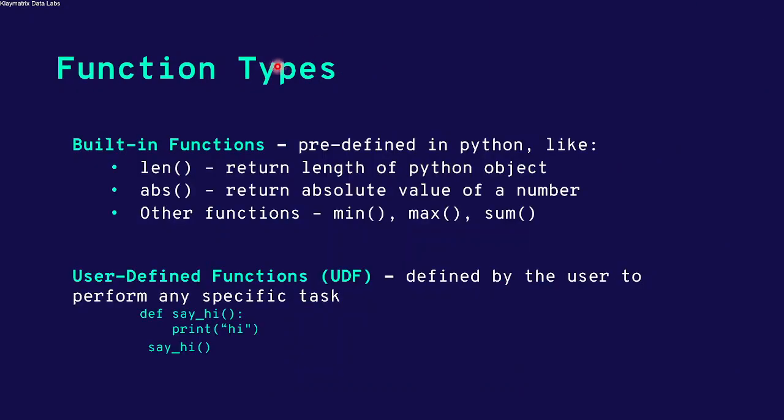So there are two types of functions. One is the built-in function. These are the predefined functions you use in Python, like for example the len function, the absolute function, or functions like finding the minimum, maximum, or sum of values. Then there is the user defined function, and as the name suggests, the user defines this function. We'll come to this pretty soon and cover how we create this function. And this session is more about the user defined functions.